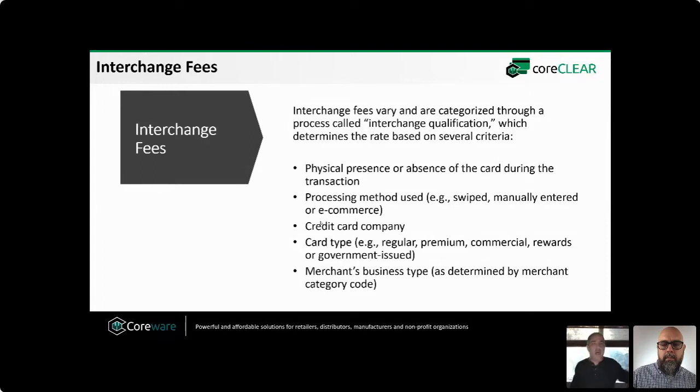I can buy $100 worth of goods, and Aaron can come in and buy the same $100 worth of goods from the same store. I carry a First Citizens Visa credit card, and Aaron carries his Amex rewards card, and obviously those rates will vary tremendously.